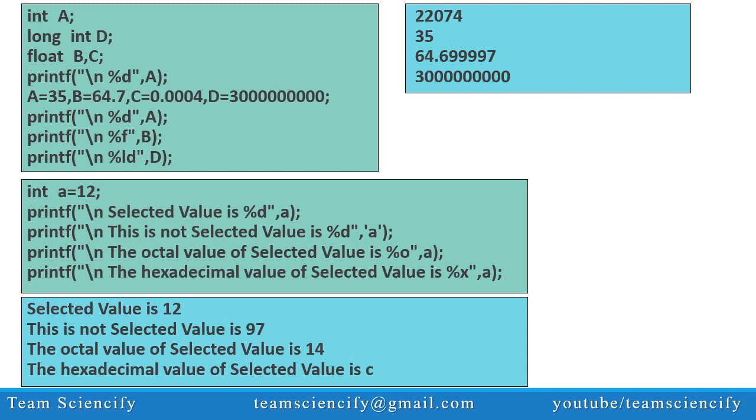Now let's try to print the same stored value, that is 12, in different data types by changing the data type identifier. Hence the type %o will give the octal value while %x will give the hexadecimal value of 12.